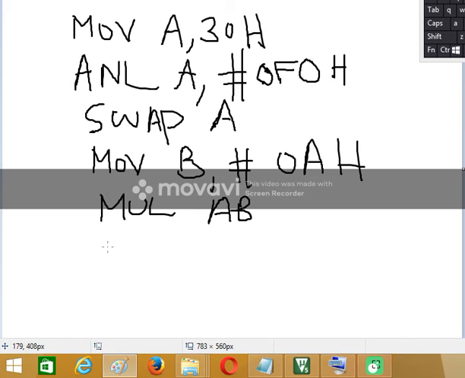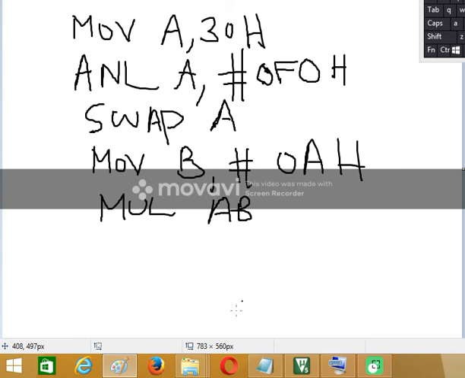Now we have to add the units place. So you have to separate the units place from the number. We have not done that yet. So one option is to free this A by moving it to R0. Then take the number once again to A and ANL A, #0FH. Then add between A and R0. This is one method. I can avoid this.